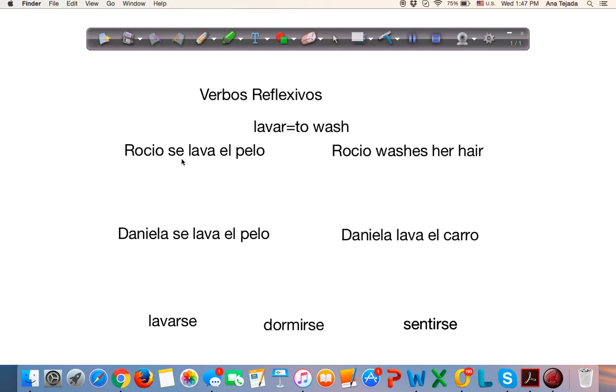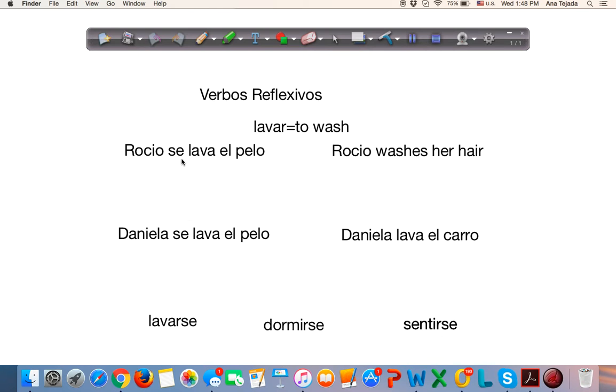If the verb acts upon an object or another subject, on something rather than the subject, the verb is not going to be reflexive. If the verb, the action, acts upon the person, it will be reflexive. So let's look at our examples.